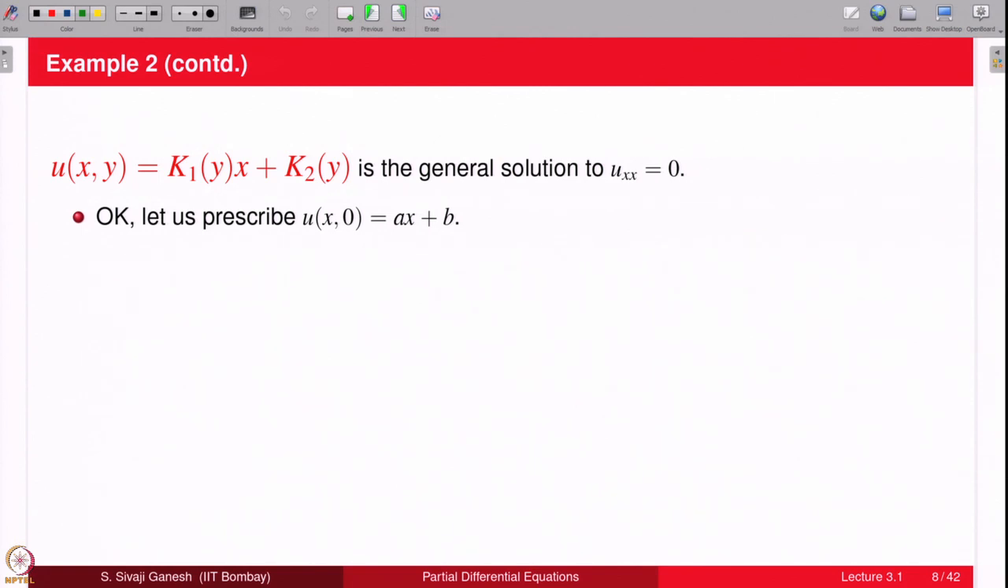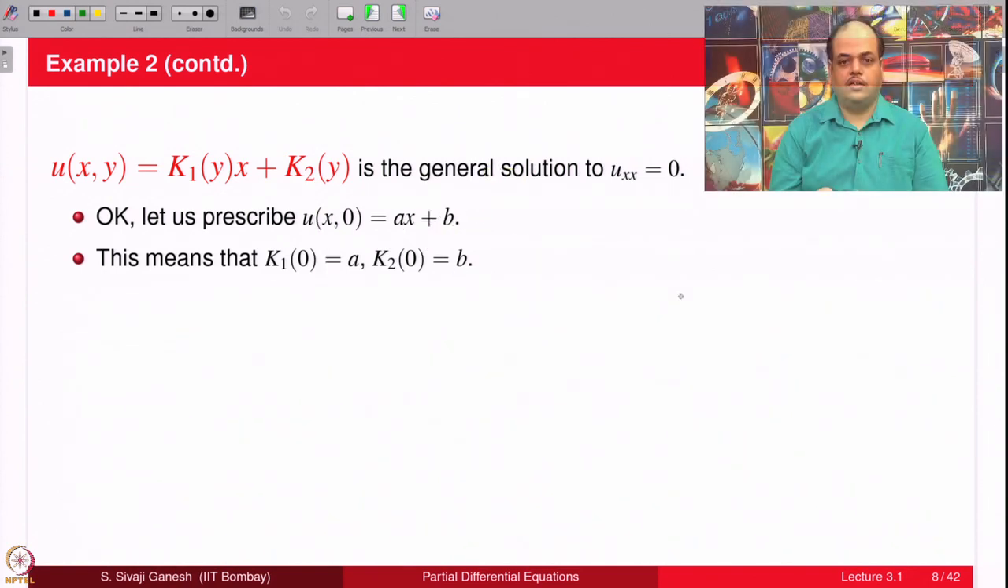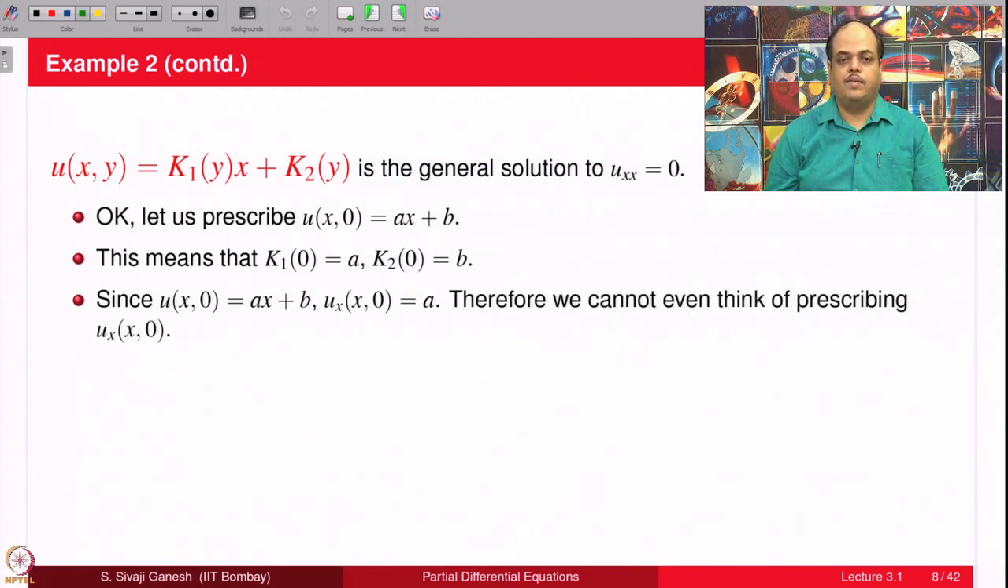Okay, let us prescribe u(x,0) equal to ax plus b. Prescribing u(x,0) equal to ax plus b means that k1(0) is a and k2(0) is b, we just saw that on the previous slide. So, since u(x,0) equals ax plus b, the derivative of u with respect to x is determined on the x axis, u_x(x,0) will turn out to be a. So, there is no way that we can prescribe u_x on the line y equal to 0, it is not possible.